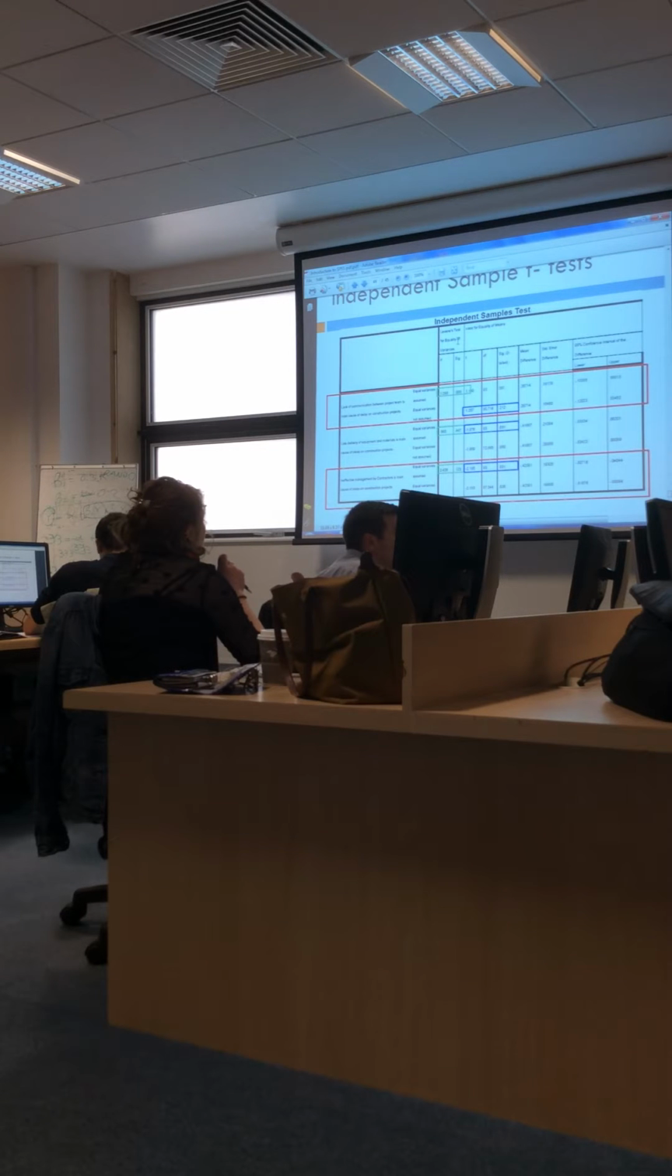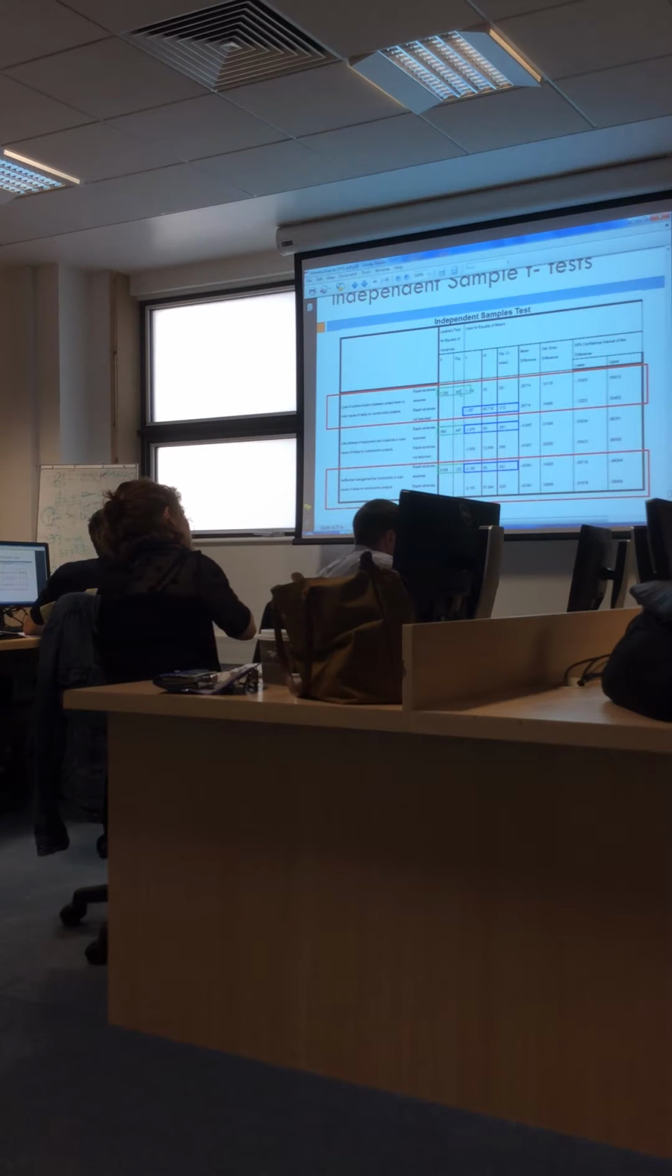Now if we get a Levene's test which is statistically significant, it produces an F value, and it will produce a significance value. Here we have got a value of 0.008. So this is less than 0.05.